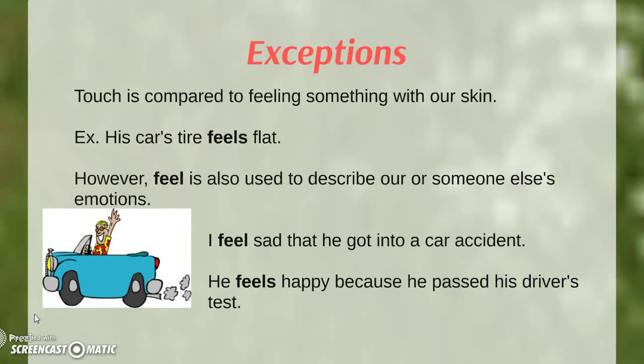Now we will briefly address an exception with verbs of perception. Touch is typically compared or equated to feeling something with our skin. For example, his car's tire feels flat. However, feel also can be used to describe our or someone else's emotions, such as, I feel sad that he got into a car accident, or he feels happy because he passed his driver's test.